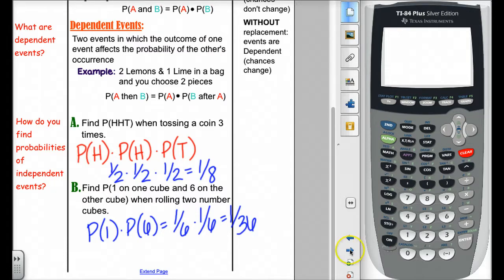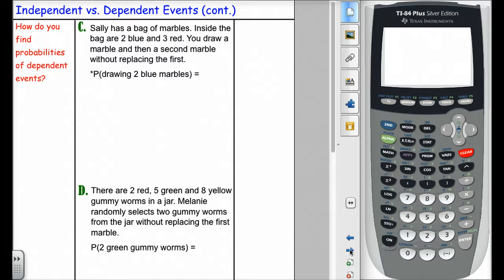Now, taking a look at dependent events. So we have Sally, she has a bag of marbles. Inside the bag are 2 blue and 3 red. And you draw a marble and then a second marble without replacing the first. That's the key there, because once you take one out, then you have less of a chance or more of a chance depending on the color selected.